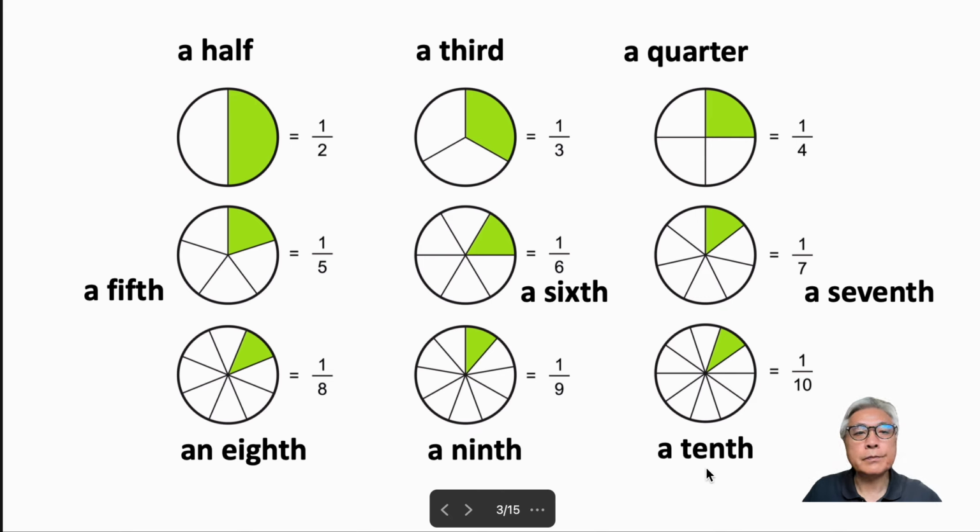A tenth, 10分の1. Point is, anyway, the th is added, and half, a third, and quarter are very different expressions. Okay, so I'd like you to learn these kinds of things.